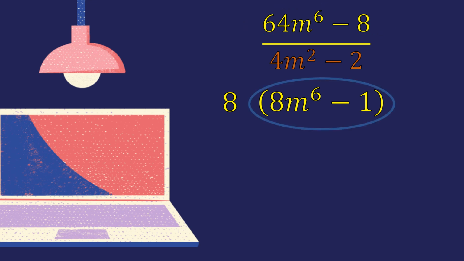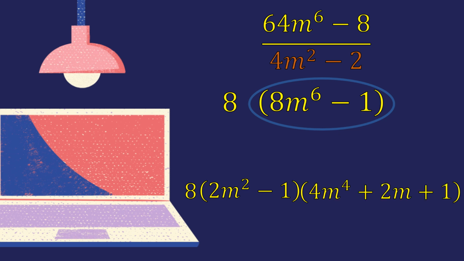The other factor is still factorable. We can use factoring the difference of two cubes. So the complete factors of our numerator are 8, 2m squared minus 1, and 4m raised to 4 plus 2m plus 1.